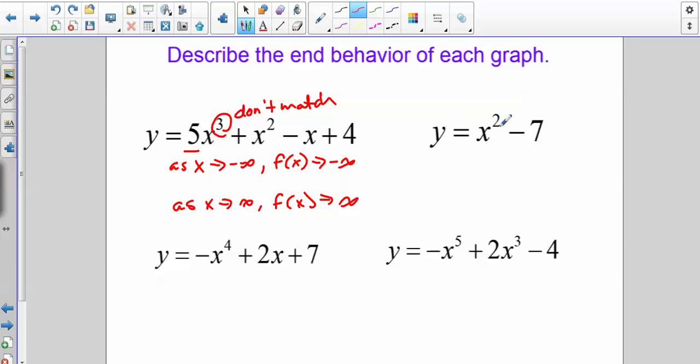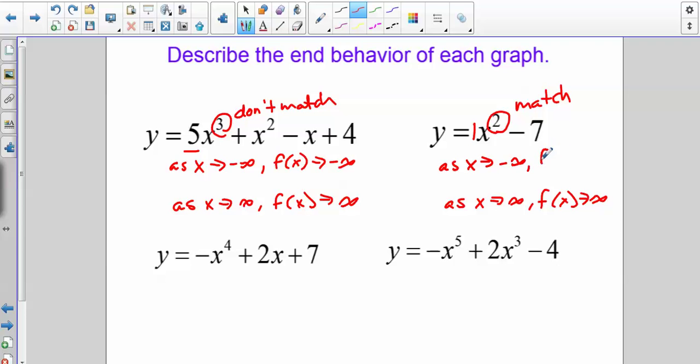In the second example, my leading coefficient is 1, so that means my right side is also going to infinity. As x goes to infinity, y goes to infinity. And my largest exponent is even, so my ends match. So on the left side, as x goes to negative infinity, y also goes to infinity. It's going to match the other side.